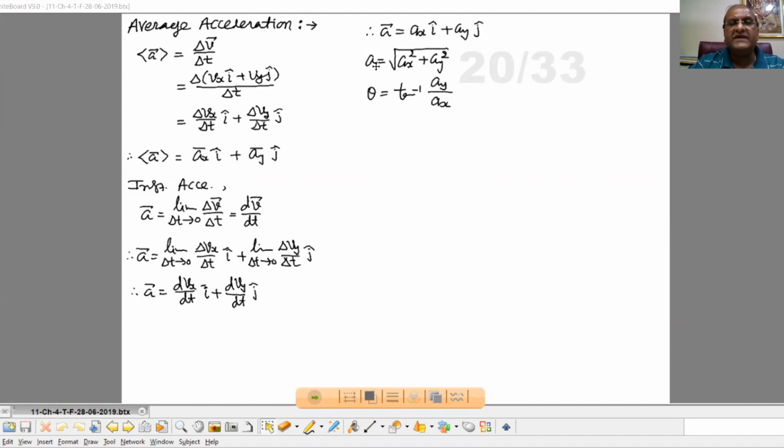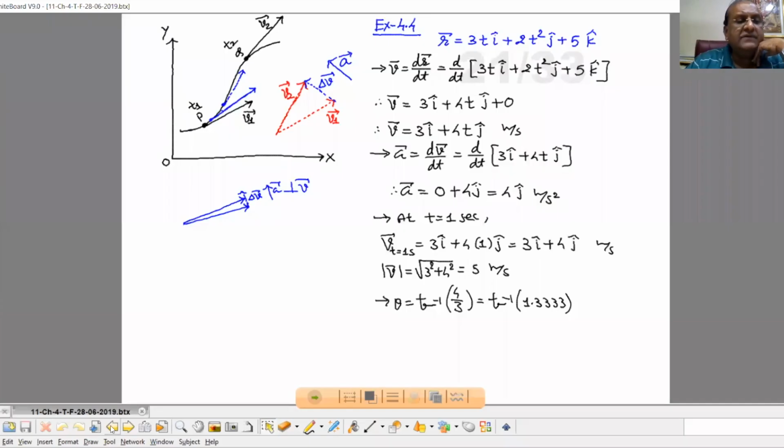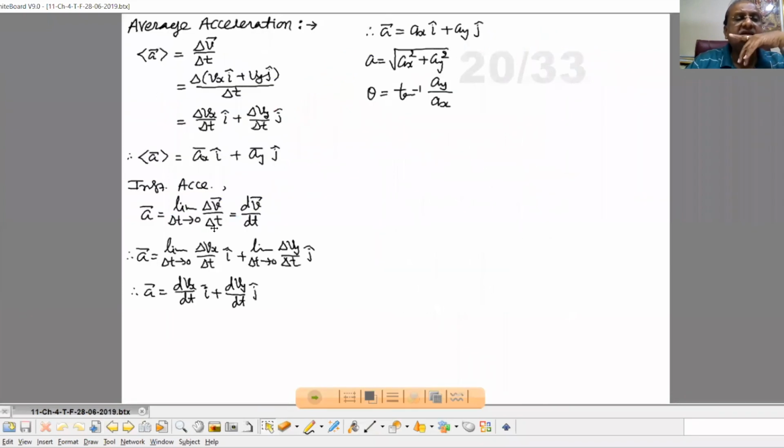Now the magnitude of acceleration is the square root of ax square plus ay square, and its direction is theta equal to tan inverse of the y component upon the x component. So in this way you can calculate your acceleration. Now see, mathematically, as discussed here, the direction of acceleration will be in the direction of the change in velocity. So how can one find the direction of change in velocity?